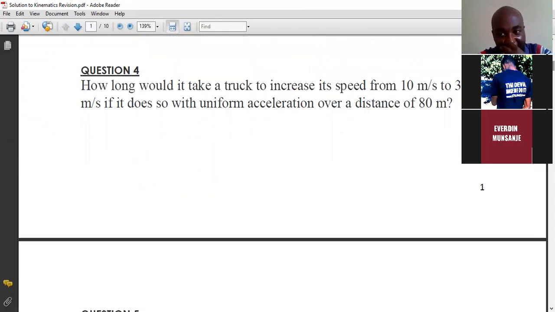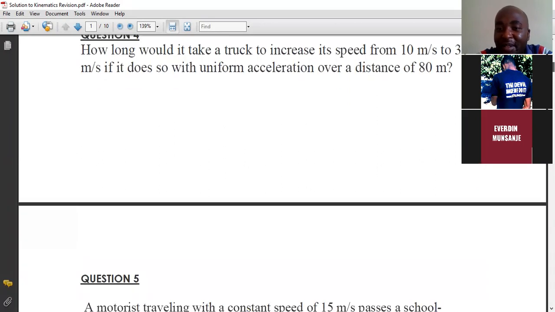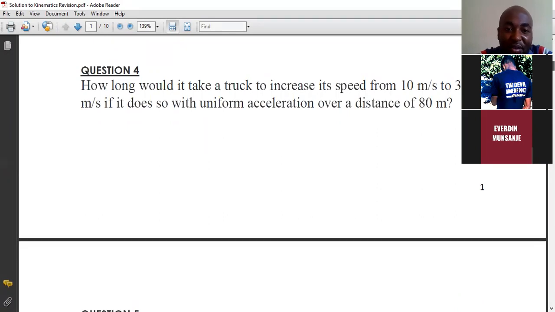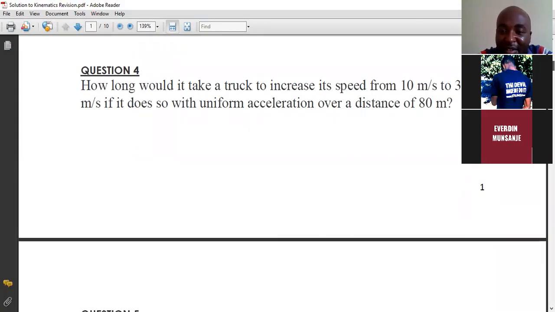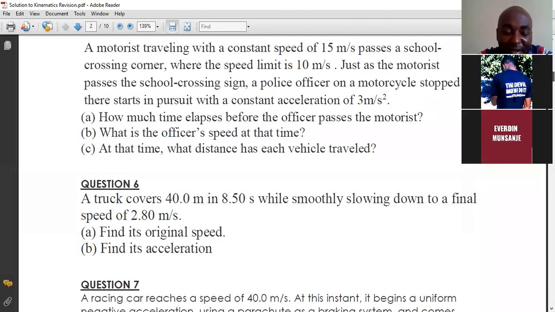The next question is this one. How long would it take a truck to increase its speed from 10 meters per second to 30 meters per second, if it does so with uniform acceleration over a distance of 80 meters. The same question as number 3, the same equation. So you collect V naught 10, V 30, delta X is distance there. So that's 80 meters. And then you're looking for T.